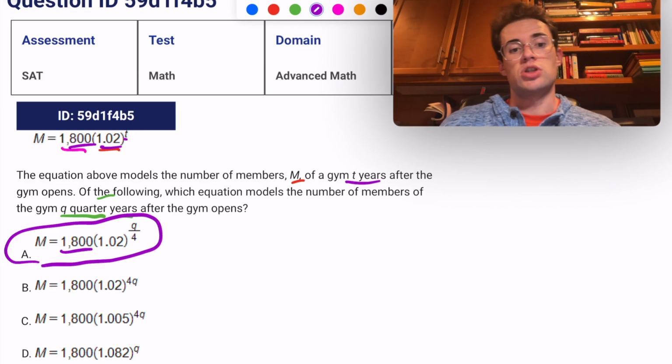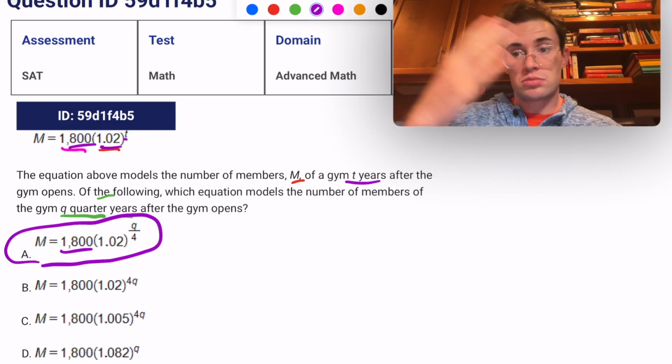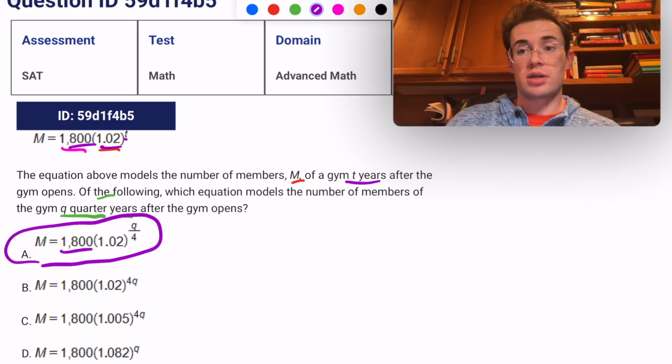And then if it goes up to t is equal to 2, well, that's 8 quarters, right? 4 quarters per year times 2 years. So 8 fourths, that's also raising it to the second power.